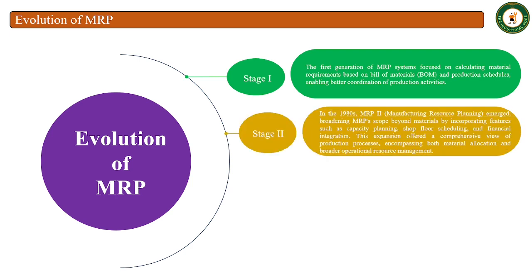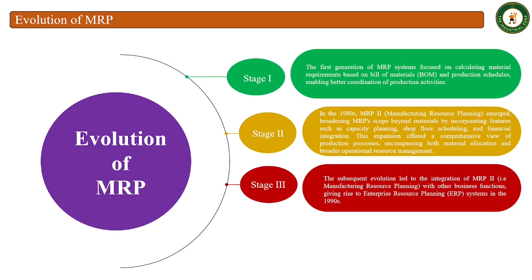Stage 2. In the 1980s, MRP2, that is Manufacturing Resource Planning, emerged, broadening MRP's scope beyond materials by incorporating features such as capacity planning, shop floor scheduling, and financial integration. This expansion offered a comprehensive view of the production process, encompassing both material allocation and broader operational resource management.